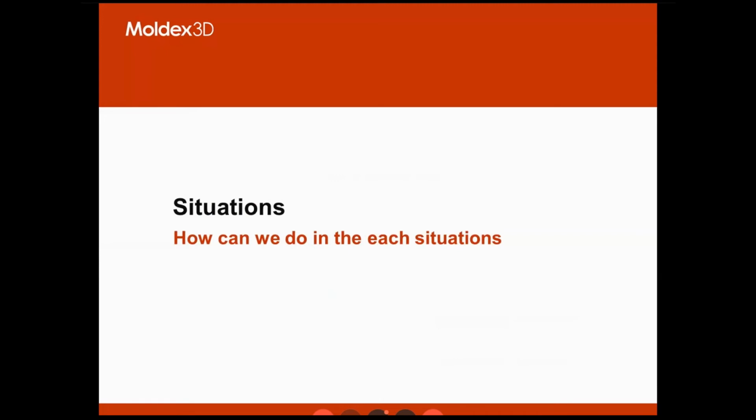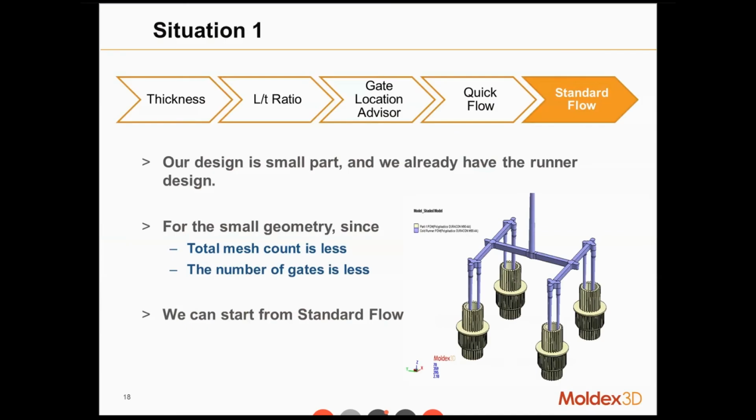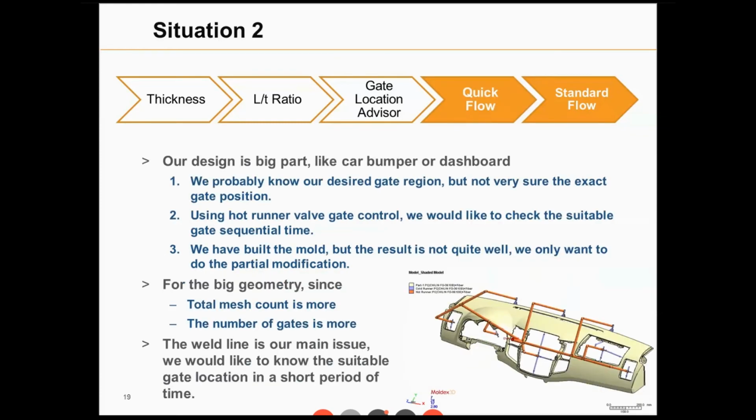Okay, so now I will start to introduce each situation. For situation one, our customer has a small part, and we already have the runner design. Since this is a very small part, the total mesh count is less, and the total gate number is less. So in this situation, it's not necessary to use the quick flow. Instead, we can start to use the standard flow directly to do the iteration.